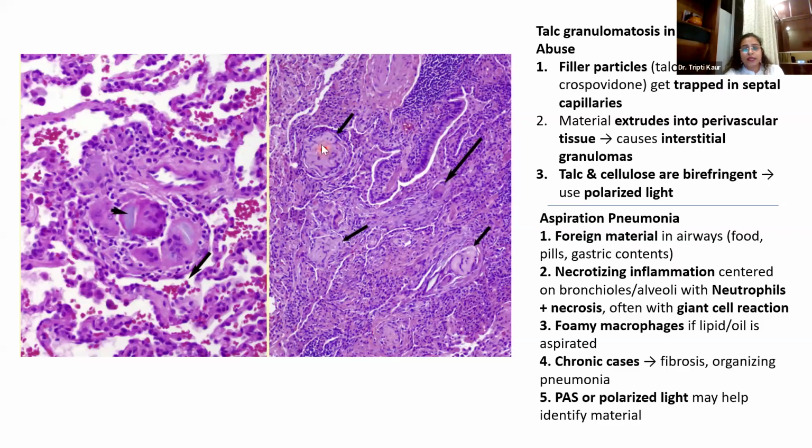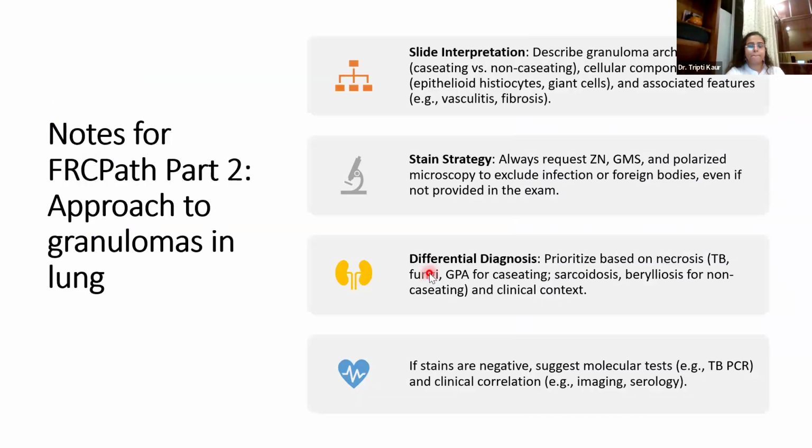This picture is showing some foreign body material, and there is some giant cell reaction around it. This is actually a case of aspiration pneumonia. If the patient is debilitated, or patient has some neuromuscular disorder involving the esophagus, or a brain tumor, or patient has some GERD-like symptoms, you should always look for aspiration pneumonia. So I'll not read through it.